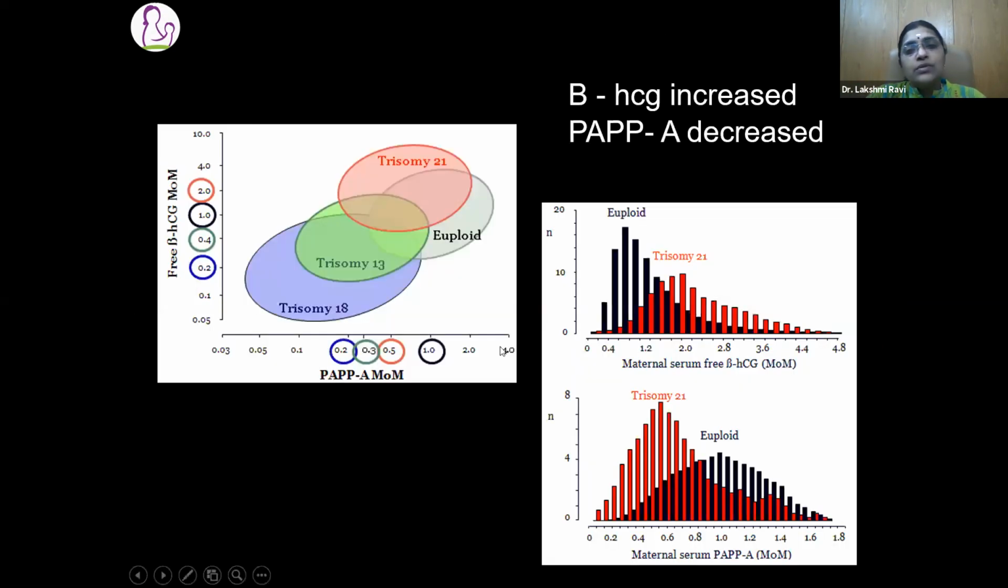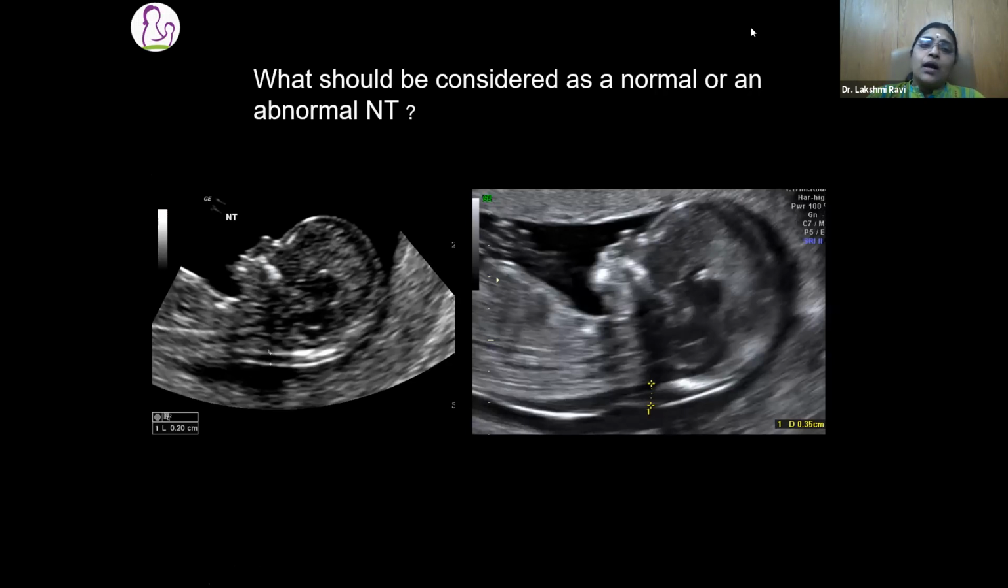So what happens in Down syndrome, if you see, the beta HCG is increased and the PAPP-A is decreased. This, along with the nuchal translucency. So serum biochemistry, when you add it with the nuchal translucency, gives you good detection rates. Whereas if you do not add NT and you do only beta HCG and PAPP-A, then the detection rates would be slightly lower. The next point is, people keep on saying that, see, this is an abnormal NT, this is a raised NT.